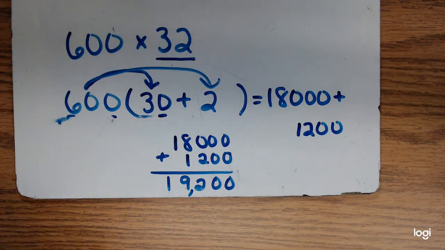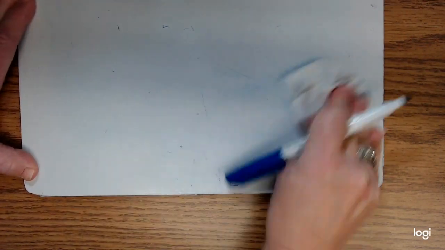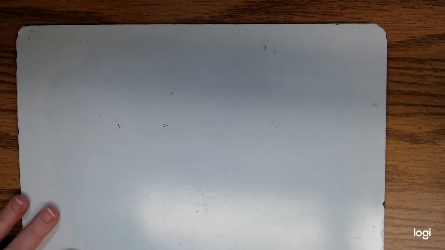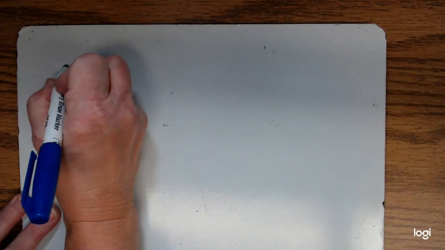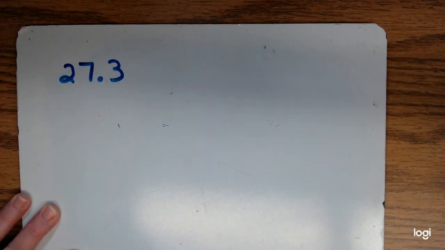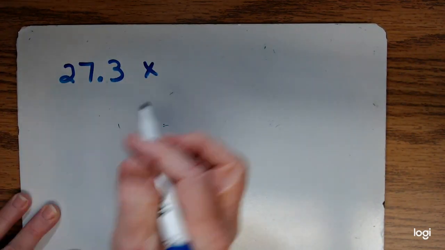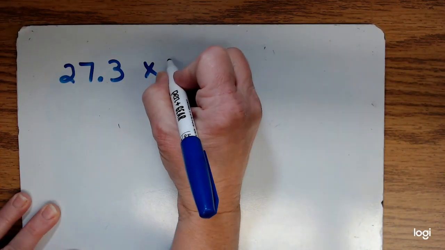Okay? So let's do another problem. We did a lot of practice, like I said yesterday in yesterday's video. So if you did not watch yesterday's video, my suggestion would be to possibly watch that. Let's do over here. This time I'm going to say 27 and 3/10. And I'm going to multiply it times, let's do 400.